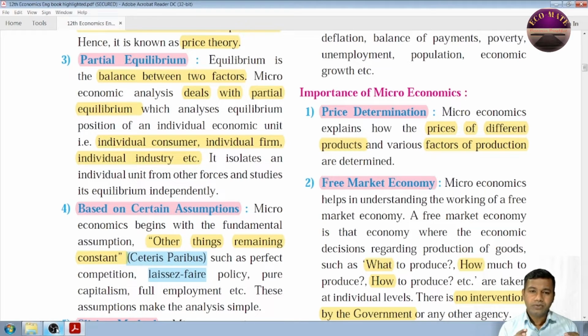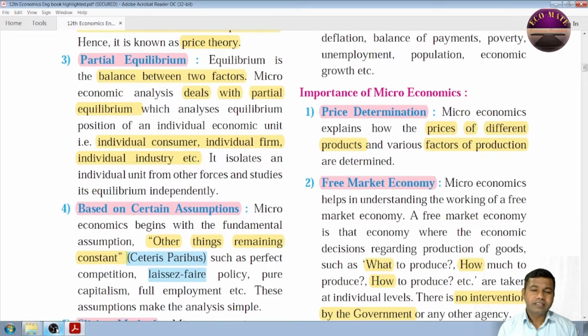Microeconomics gives you the idea about the free market economy, and helps us understand its working. There are different kinds of markets, but the closed kind of market where there is government intervention is not a part of the study of microeconomics. Microeconomics studies the working of the free market economy. What does free market economy mean? A free market economy is one where economic decisions are taken by market forces. The government intervention is not there.